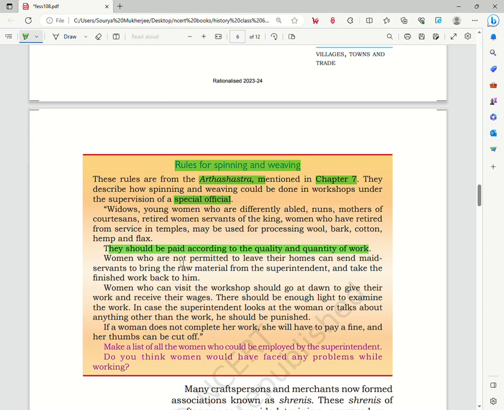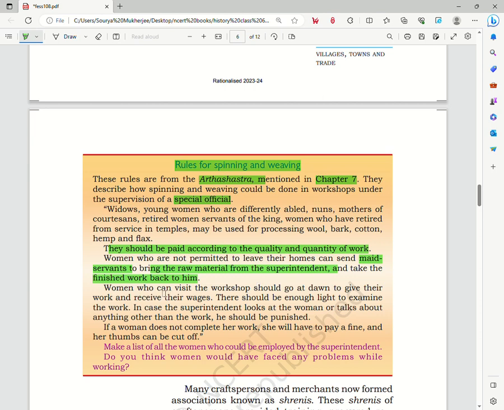Women who are not permitted to leave their homes can send maid servants to bring raw materials from the superintendent and take the finished work back to him. So this is like a sort of work from home that we see nowadays, because in earlier days women were not allowed to leave their homes. It says that they could send a maid servant to the workshop, where she would collect the raw materials from the superintendent, and then take them back to the home of the main woman. There she would make the final finished product, and at the end stage the finished product would be transported back to the superintendent and the workshop. In this way we can see that the women who were not allowed to leave their homes could also work.